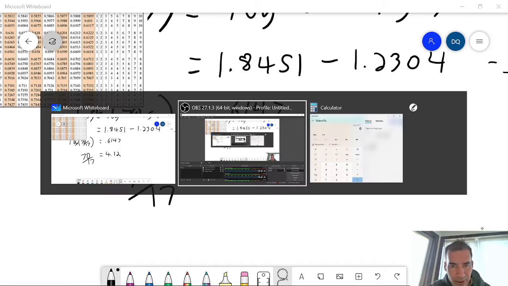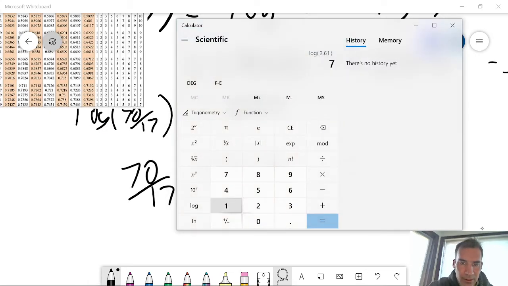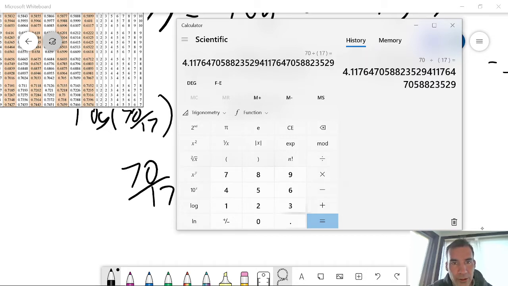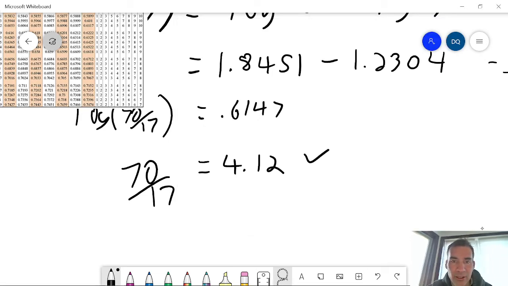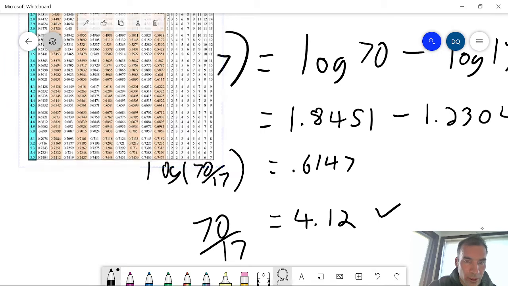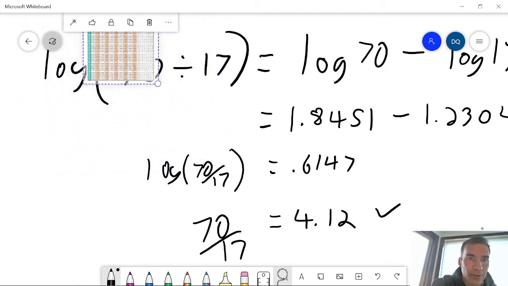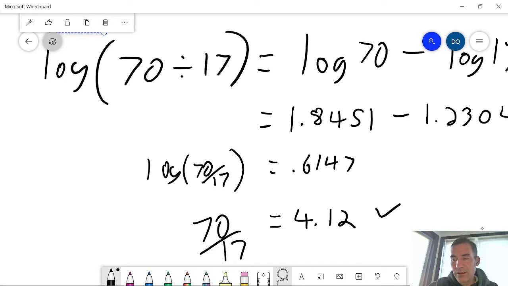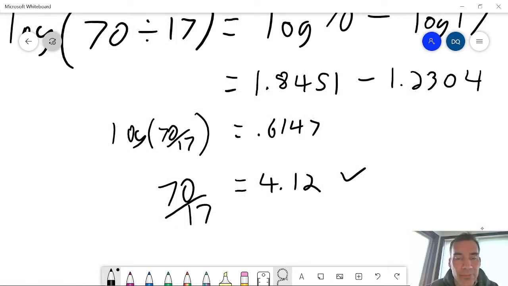Now, we can check that with a calculator. 70 divided by 17 is 4.117. It would round to 4.12. So we've accurately got that answer. Notice, we did not have to actually do any division to accomplish this division. We simply looked up the log of the divisor and the dividend, and then we subtracted them and then converted it back.